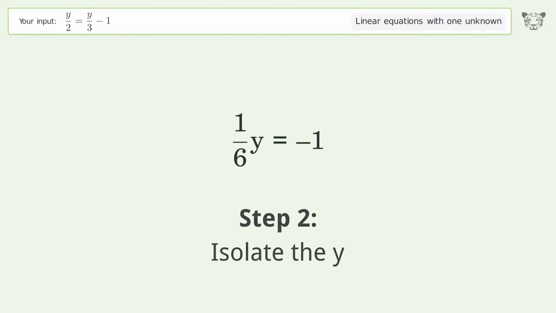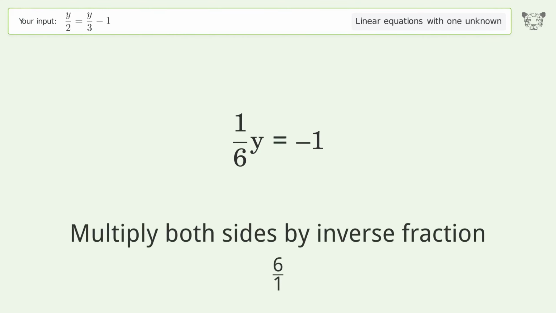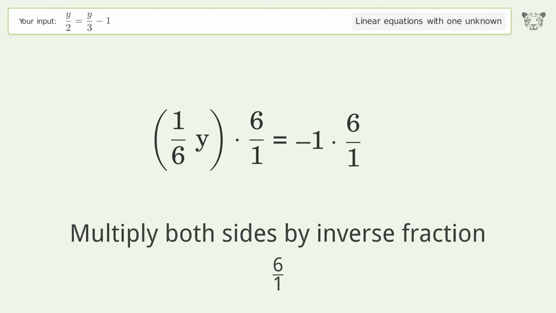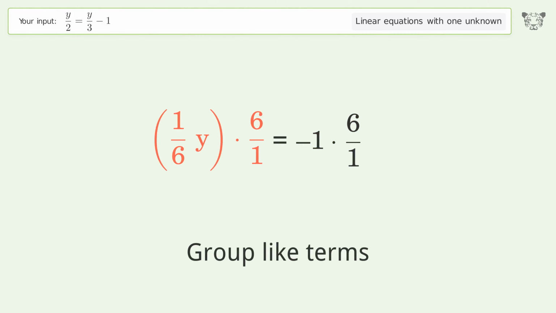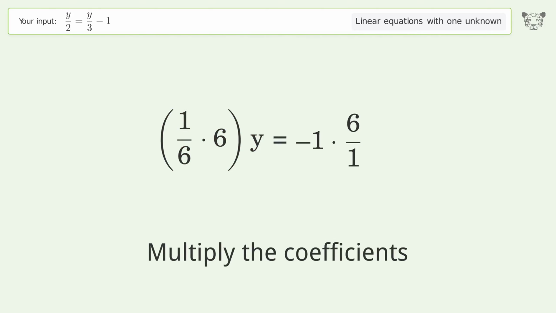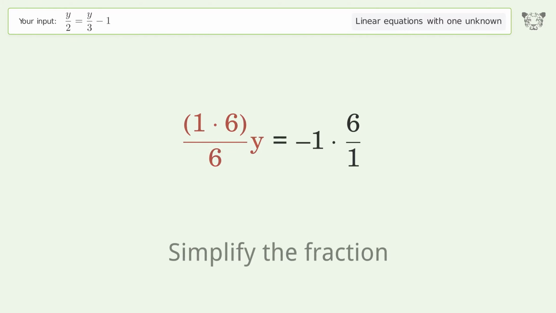Isolate the y. Multiply both sides by inverse fraction 6 over 1. Group like terms. Multiply the coefficients. Simplify the fraction.